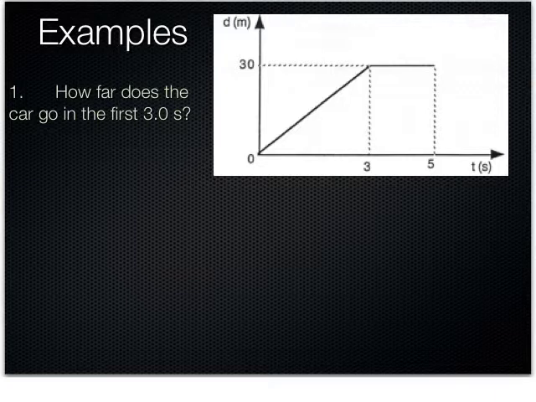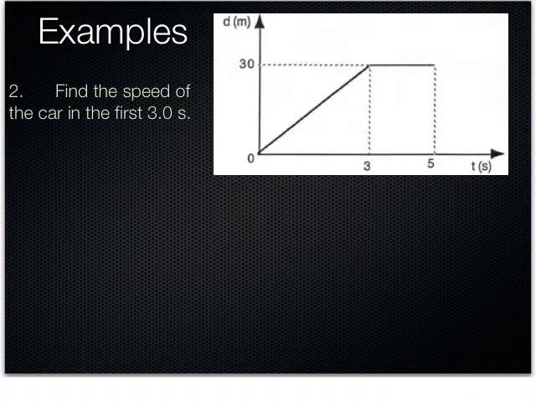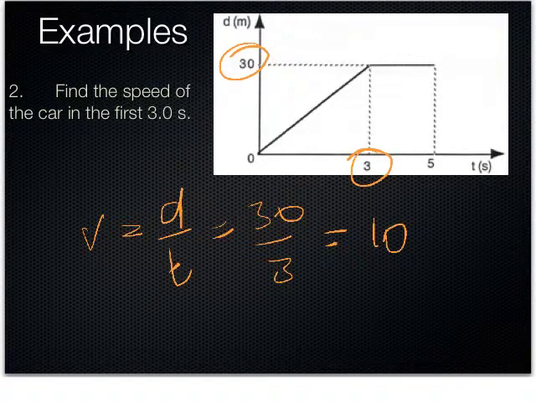So for example, how far does the car go in the first 3 seconds? Well, this is a distance time graph, so all we have to do is read off there. We've gone 30 meters in that 3 seconds. Find the speed of the car in the first 3 seconds. Well, if we've done 30 meters in 3 seconds, you could say that speed is equal to distance over time, so it's 30 divided by 3, which equals 10.